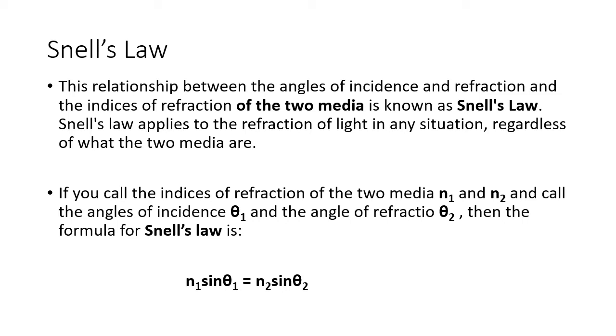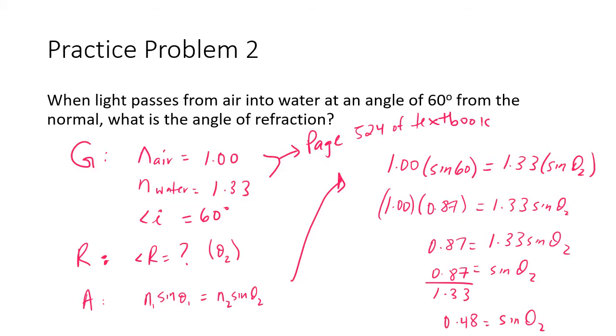The right side of the equation is your second medium. It's where the light is traveling into. And remember, it could be speeding up or it could be slowing down. It has to do one of the two. There has to be a change in speed for light to actually bend. Okay, so let's take a look at the next practice problem.